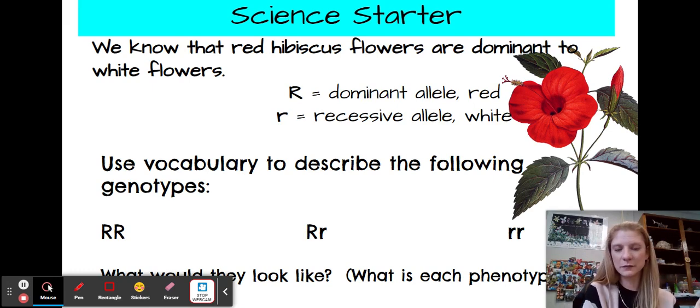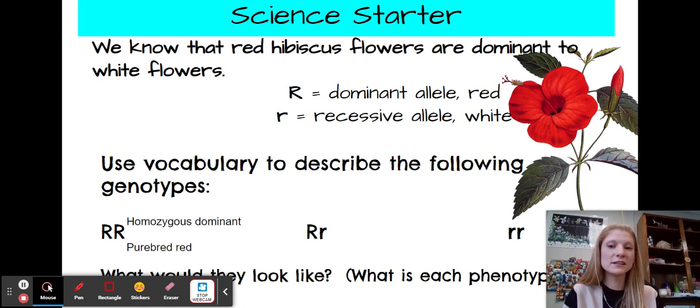So for big R, we would describe that as either homozygous dominant or purebred red. And we do have to include the word dominant or red in this because if we just say it's homozygous, that just means that the two alleles are the same, but it doesn't specify which one we're talking about. However, when we say homozygous dominant, it means that they're two capital letters.